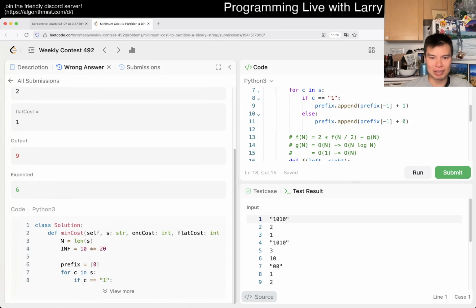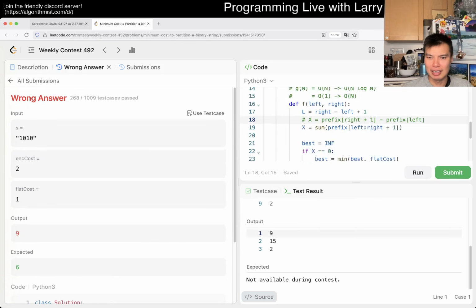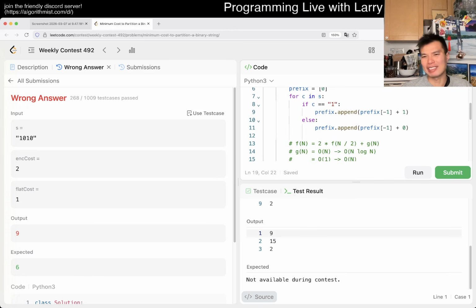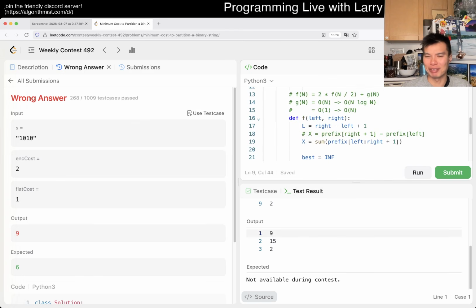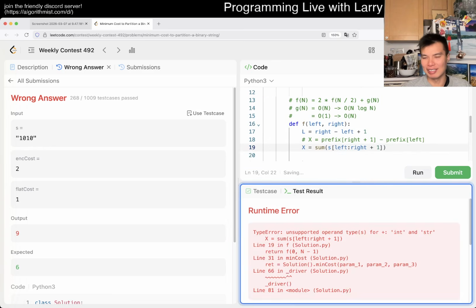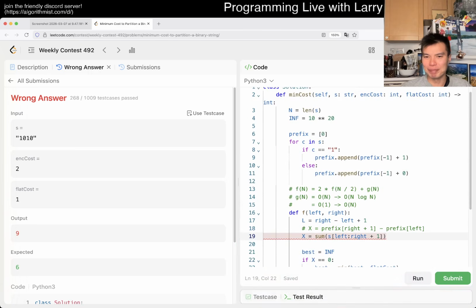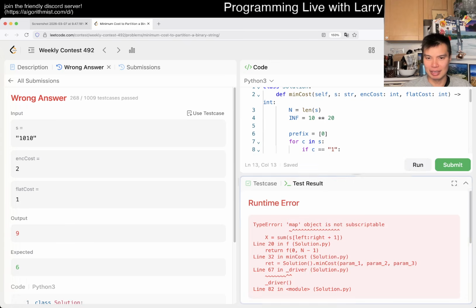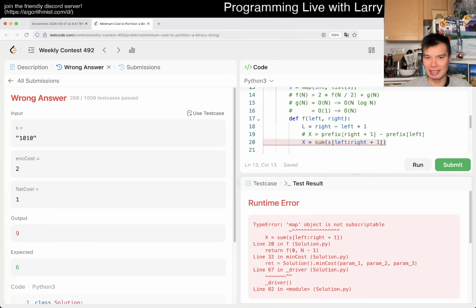Maybe I should put these first, but x is equal to... Oh, because I did the prefix. I should not sum the prefix. Whoops. This should be s. I mean, okay, that's just a string. How do I do it? List of s, map int this, right? So something like this. Oh, I have to convert this to a list again. Hang on.